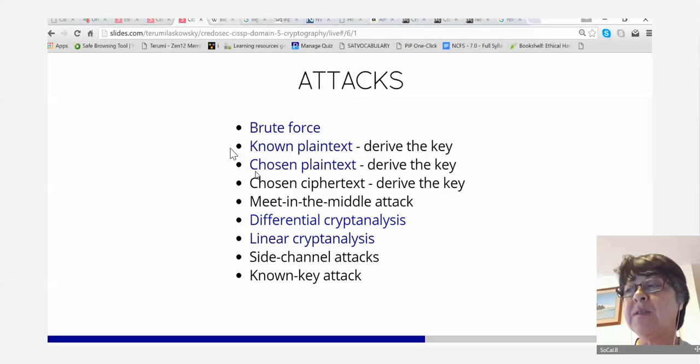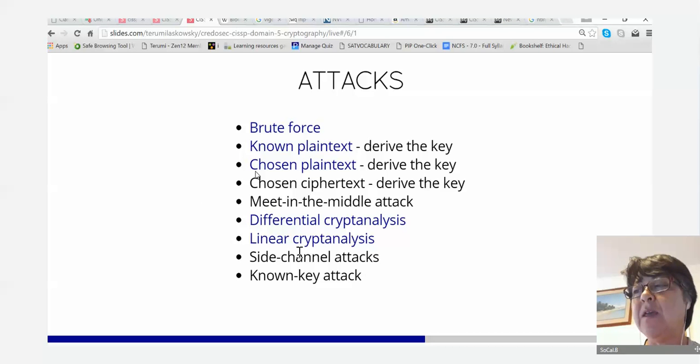Okay. Side channel attack is also known as the rubber hose attack. So I think you probably get an idea from that. The no key attack is not testable. I just have it in there to be complete.